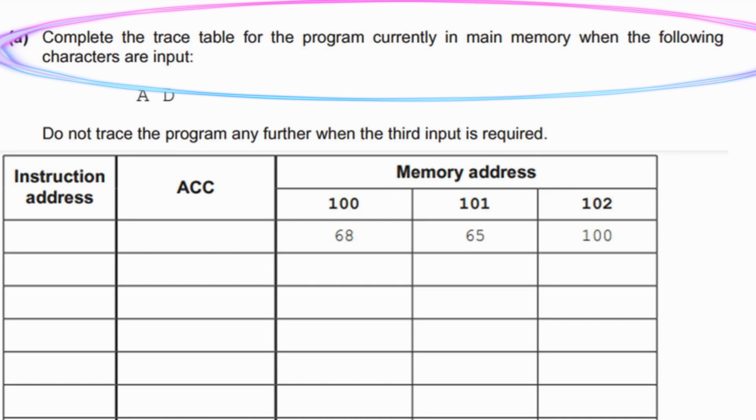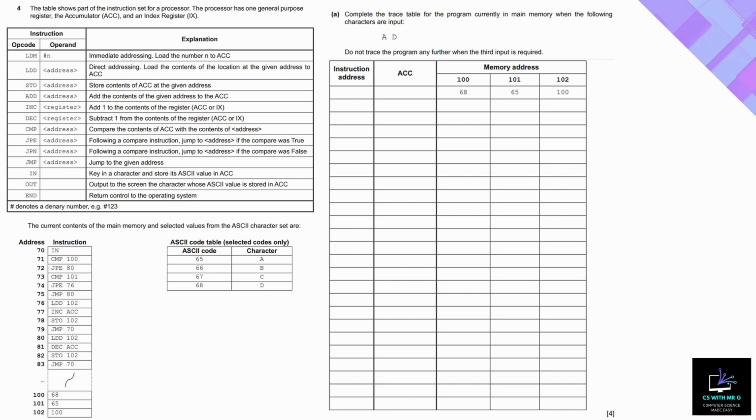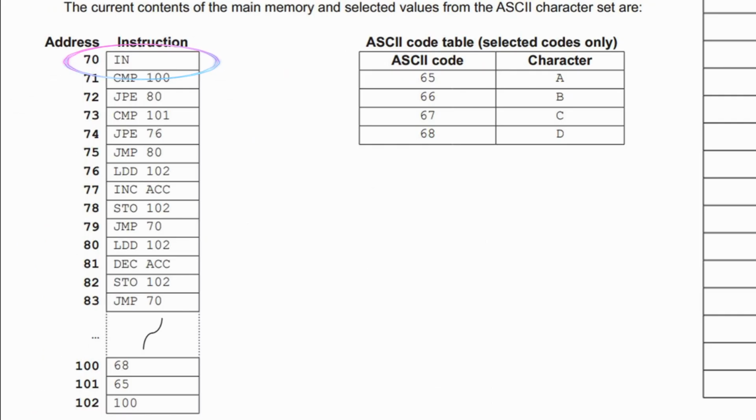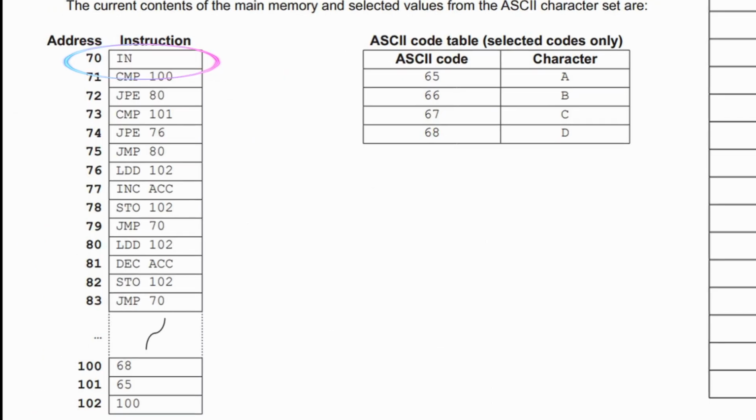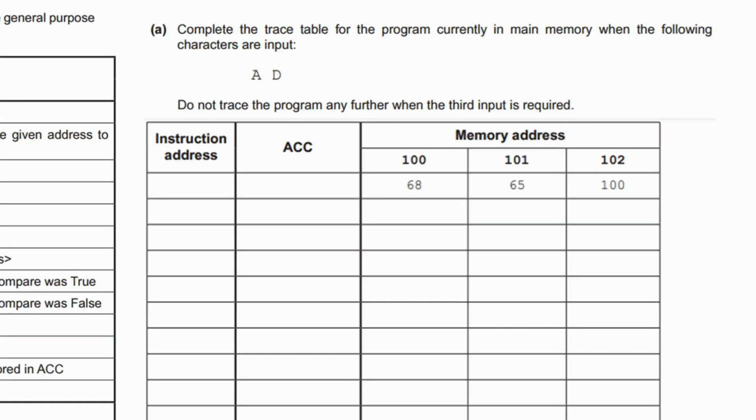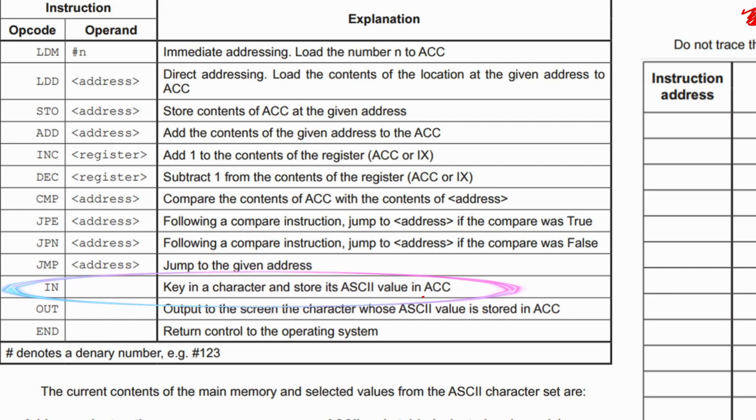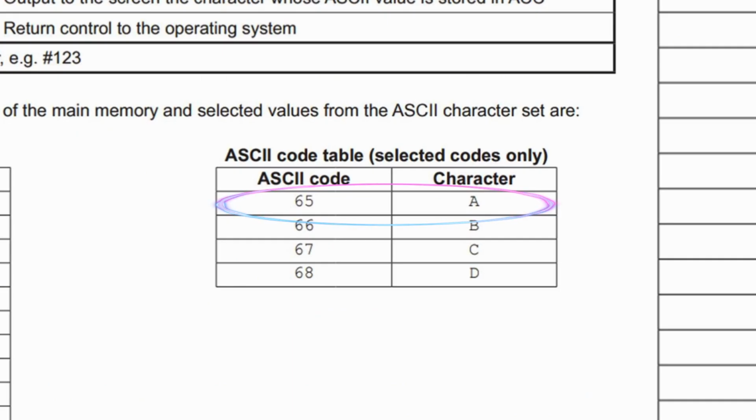Complete the trace table for this program when the following characters are input. So we've got some data here to use with our program, which we will see in our very first line of code, which is address number 70, which is to input. If we look here, IN means that we are going to key in a character and store its ASCII value in the accumulator. So if we are inputting data, we need something to put in, and as we can see, we are going to put in the letter A, but as the explanation says, we are storing the ASCII value in the accumulator, and the ASCII value for A is 65.